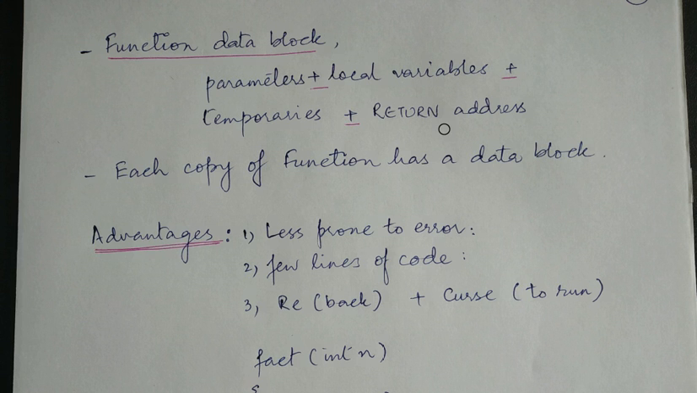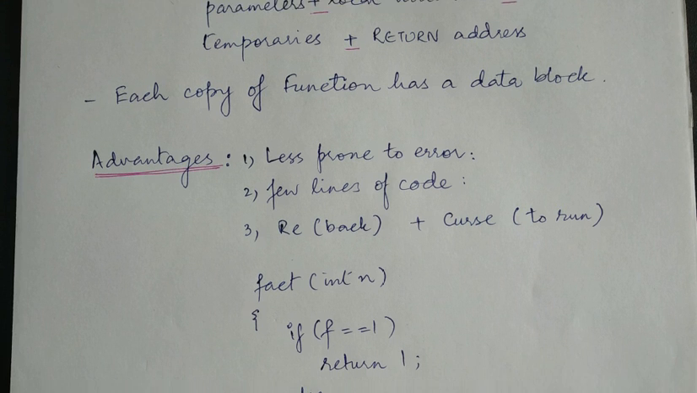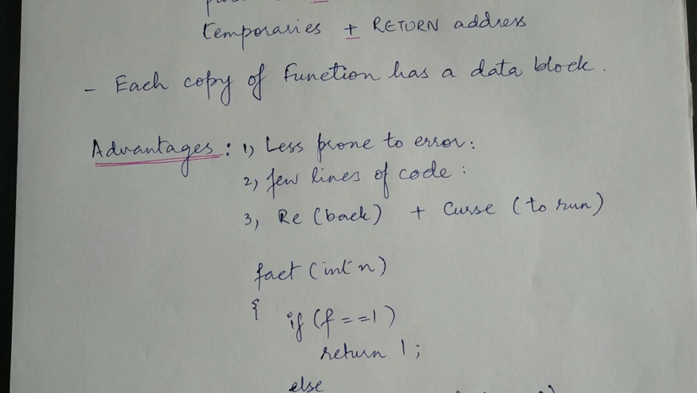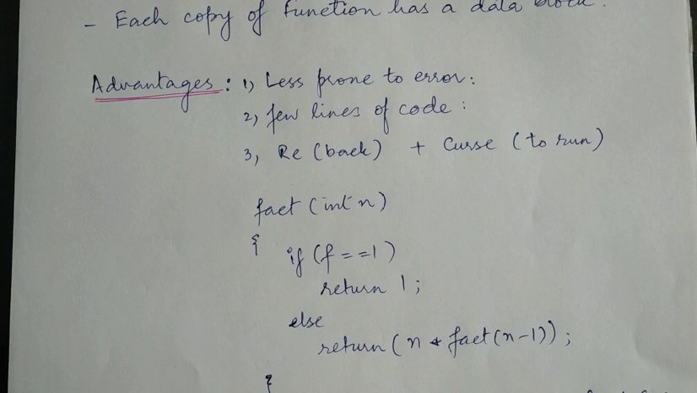So in case you have an option to do something using iteration, it will be easier on the system in terms of runtime and space. But for many problems which are inherently recursive, it is easier to write a recursive function. You could write a function which will be less prone to error, and you'll have fewer lines of code if you do it using recursion. It's just re meaning back and curse meaning to run.